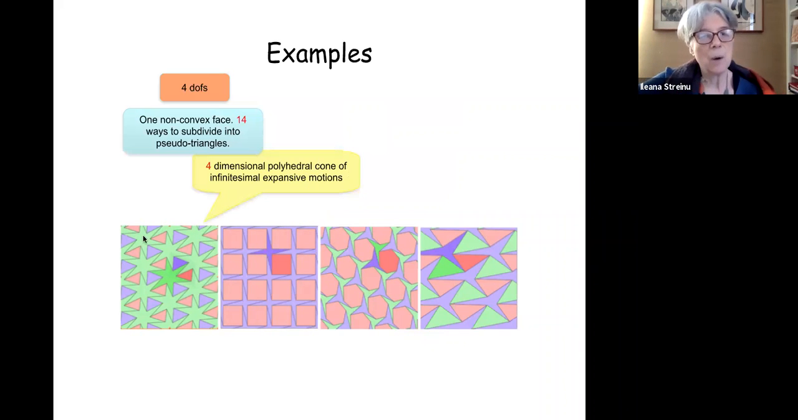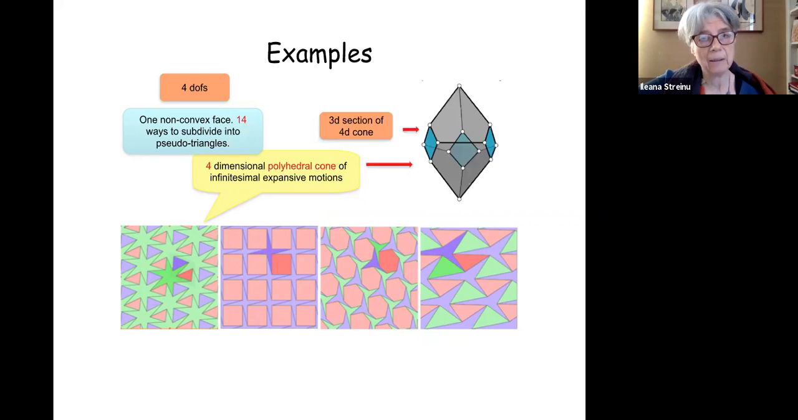And the last one is the one that Ciprian also talked about. This one has 4 degrees of freedom, has only 1 non-convex face, right? And this can be divided in 14 ways into pseudo-triangles. So there are a lot of ways in which infinitesimally I can move expansively. Not only that, but the space of infinitesimal motions forms a 4-dimensional polyhedral cone. And what I'm showing here is a 3-dimensional section of that 4-dimensional cone.